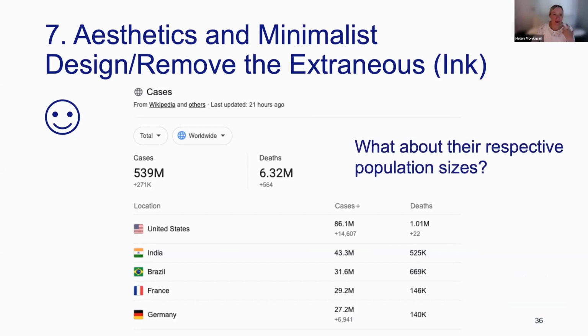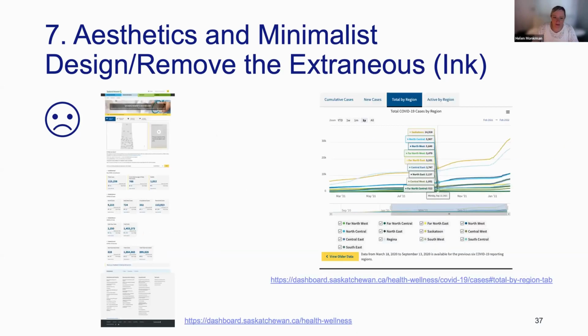And then the other thing is we have to think about other questions that people would ask of this data. So what are the respective population sizes? Is the United States really doing that badly, or is it just because they're so big? So these have been some things that we need to think about.